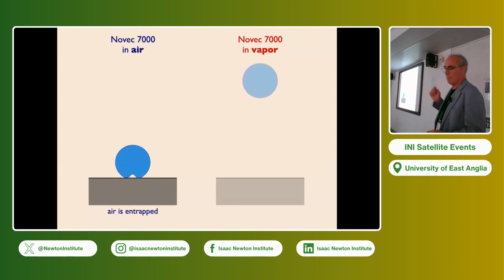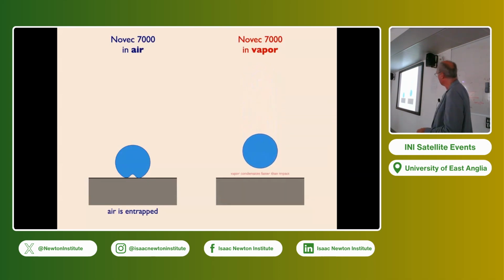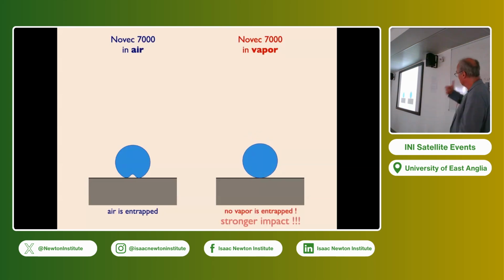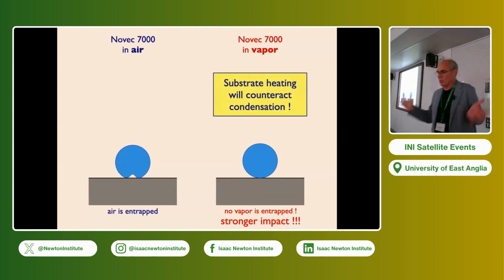is entrapped. Now, if we do the same experiment in vapor, then what happens is that due to the pressure buildup below the droplet, condensation is fast enough to basically get rid of your in-between vapor while you're impacting, and your droplet is not braked as it bounces down, and you get a stronger impact than what you had when a bubble would be entrapped. Good. So substrate heating, of course, will counteract this condensation.